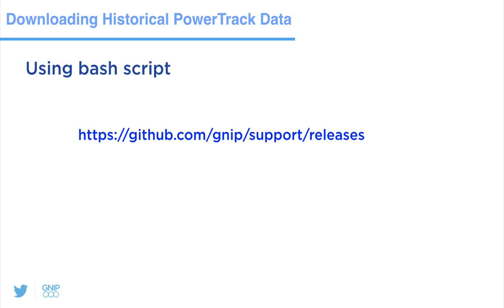Now we will use a bash script to download these same files. The bash script that we're going to be working with today is available out at github.com/gnip/support/releases. And the main advantage that this bash script brings to the table is that if your download cycle should get interrupted for any reason, when you restart the script, it has the smarts to know what files it has already downloaded, as opposed to that curl command.